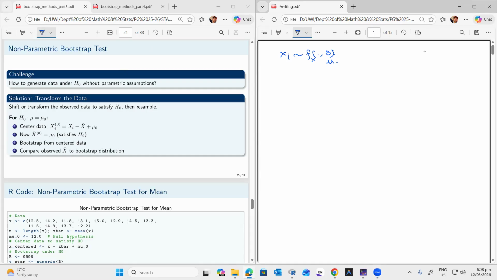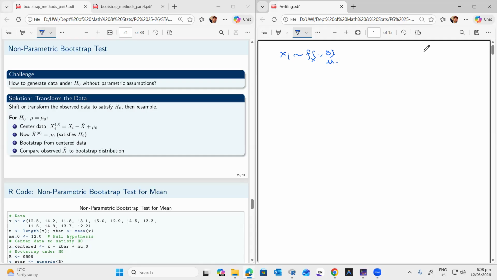All right. So the solution is to transform the observed data so that it satisfies the H naught, then resample from the transformed data. That is the only possibility that we have here. So what we need to do, and how to transform the data. So first of all, we subtract the X bar to center the data at 0.